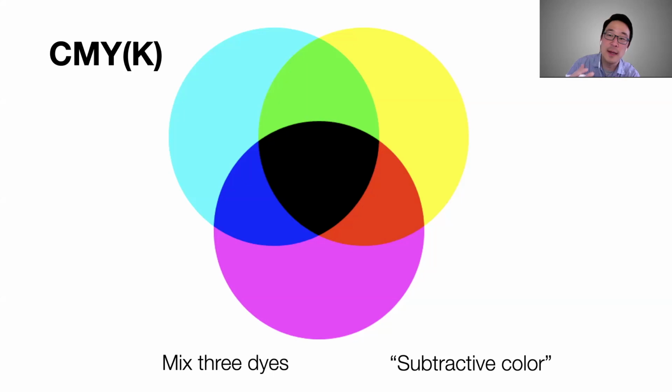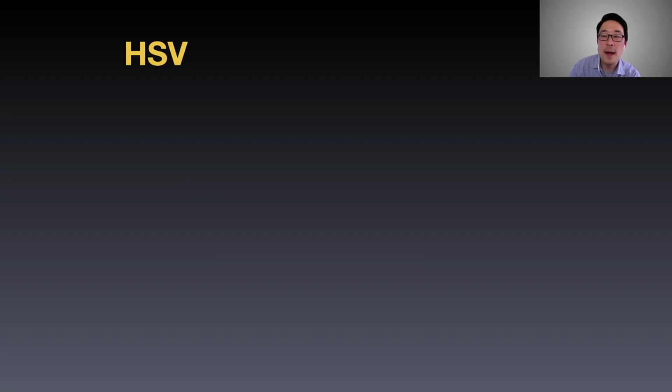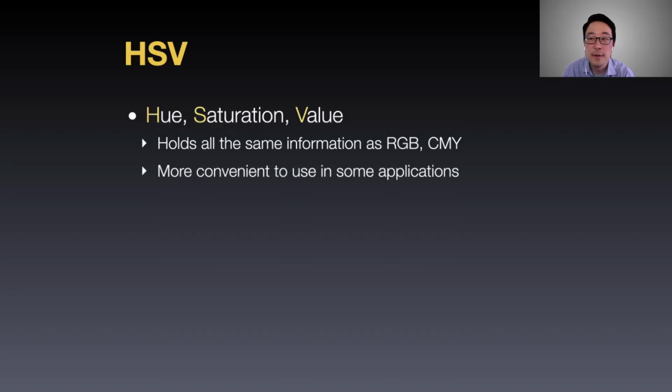So CMYK is very common in printing programs. So if you've worked in any of the publication programs like Adobe Photoshop, it can actually convert an RGB image into a CMYK space that's ideal or better suited for printing. There are other ways to represent color as well. In fact, arguably ways that are maybe a little more intuitive and a little more perceptually aligned with our vision.